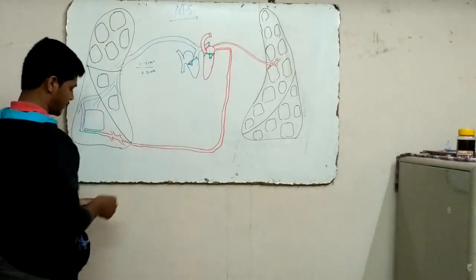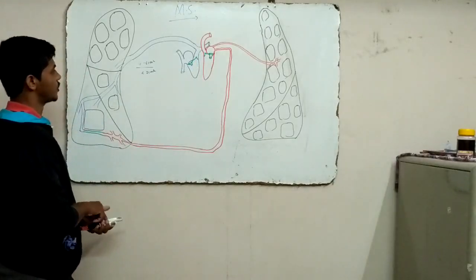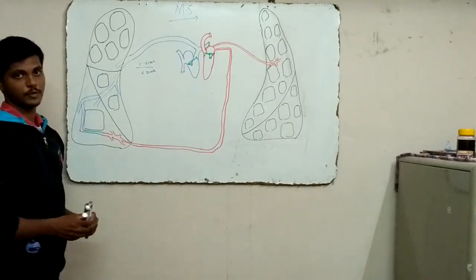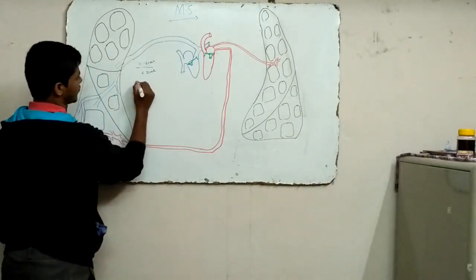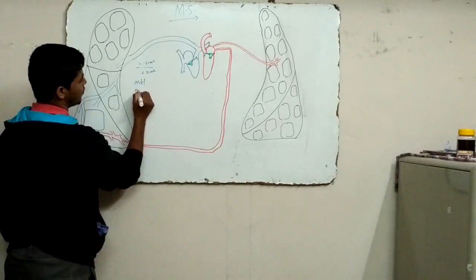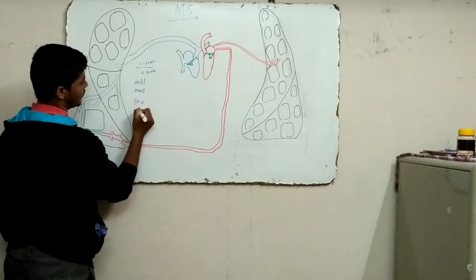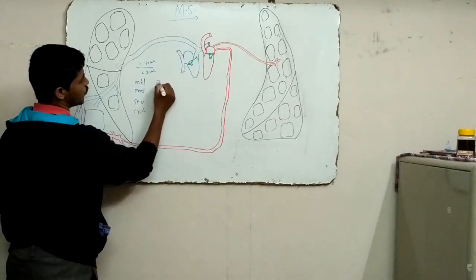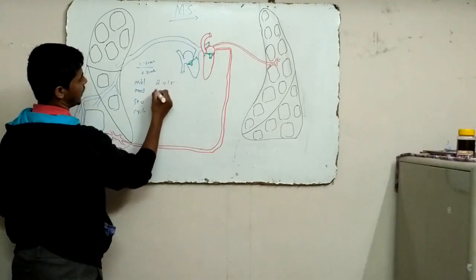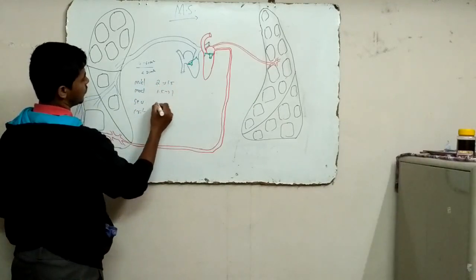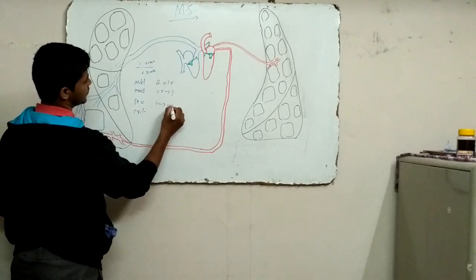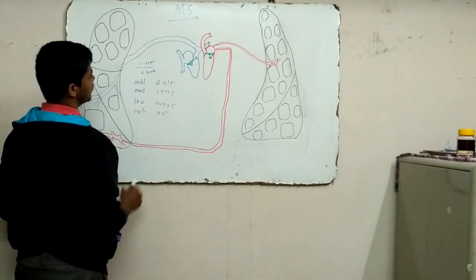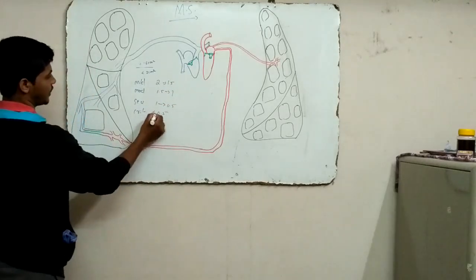Since mitral stenosis develops when the orifice area becomes less than 2 centimeters squared, we will also grade it. It is graded into mild, moderate, severe and critical. So 2 to 1.5 is mild, 1.5 to 1 is moderate, 1 to 0.5 is severe, and less than 0.5 is critical.